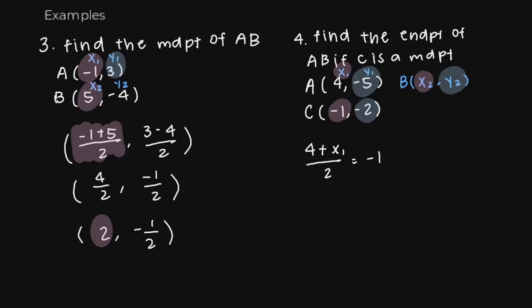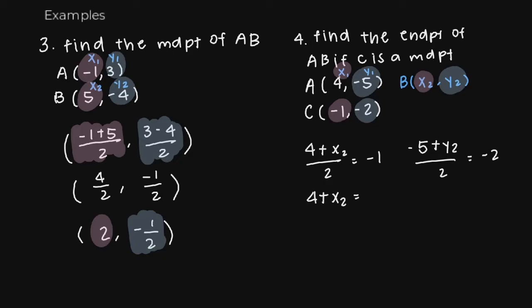So if you look at number 3, we have y1 plus y2 over 2, and that gave us our y value. The equation we set up is negative 5 plus y2 over 2 will equal negative 2. And then we're just going to solve for x2 and y2, which will be the coordinates for our b value. So we get 4 plus x2 equals negative 2, so x2 equals negative 6. And then for the y, we'll get negative 5 plus y2 equals negative 4, so y2 equals 1. So that means b is at negative 6, 1.